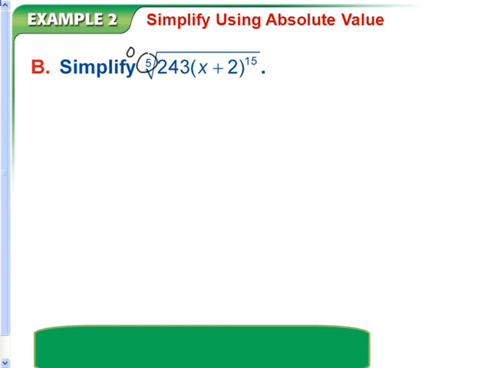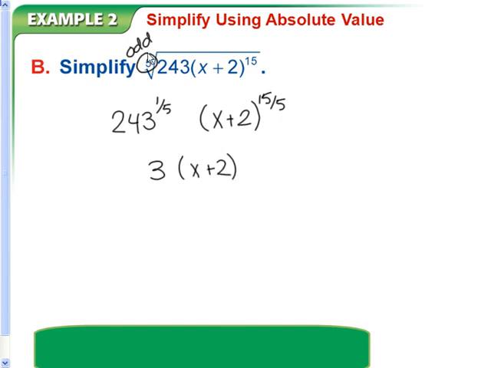So since this is odd out here, we don't have to worry about absolute value bars, but we can do the same thing. 243 raised to the 1/5, and then x plus 2 raised to the 15/5. We already calculated that 243 to the 1/5 is 3. And then x plus 2 raised to 15 divided by 5 is 3. There's that answer.